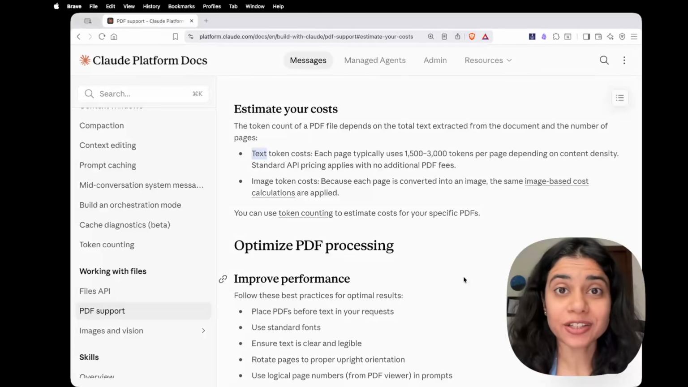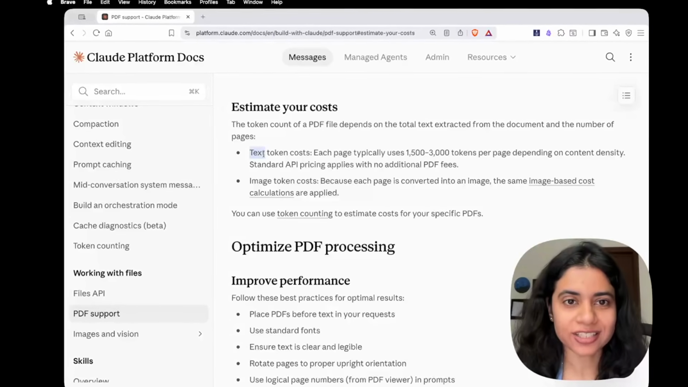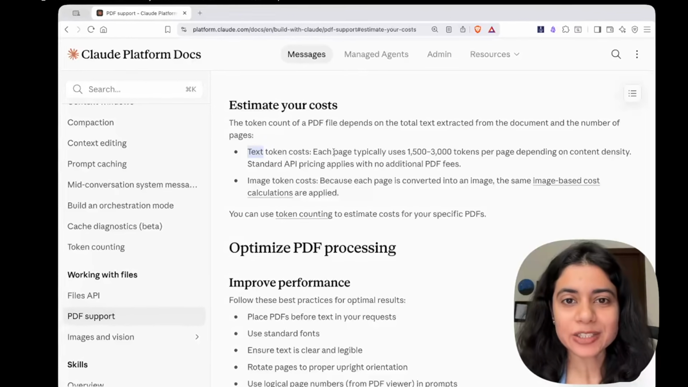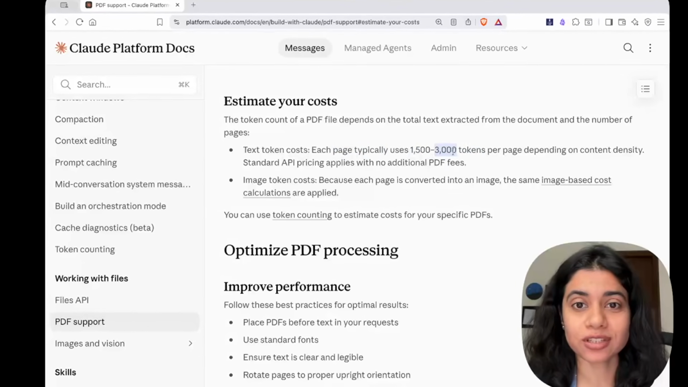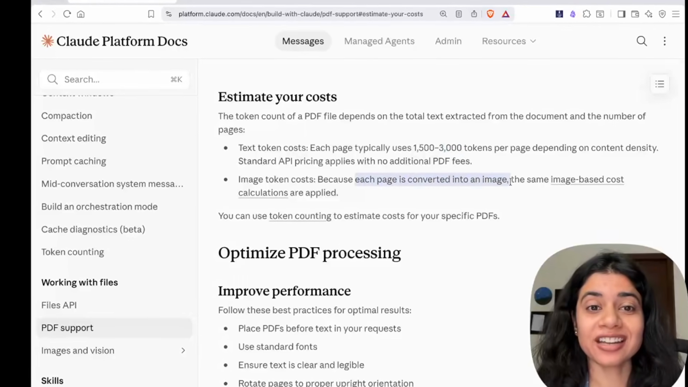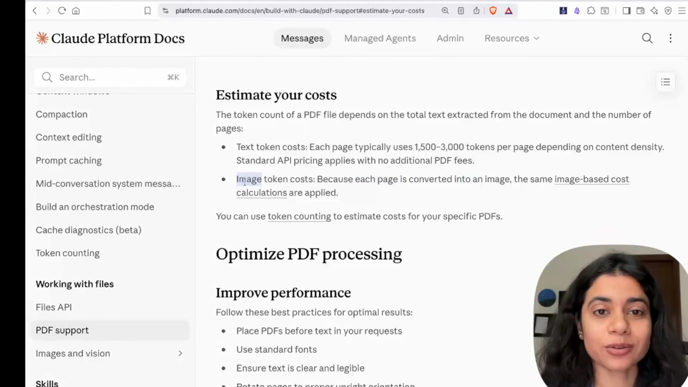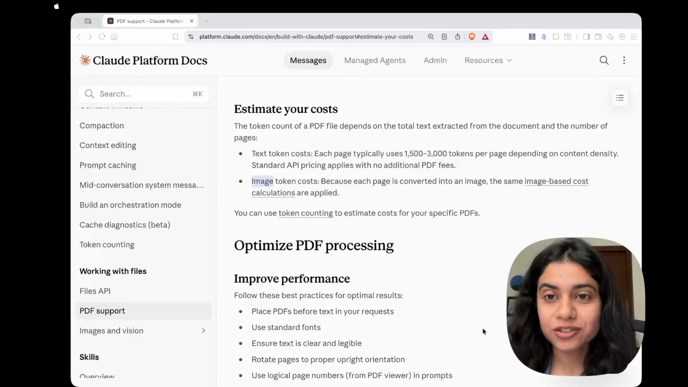Moving on, tip number 9 is stop pasting whole documents into the chat, especially PDFs. So this is the docs for PDF support, and in here you can clearly see the cost. For text, each page uses approximately 1500 to 3000 tokens. And on top of it, each page is converted into an image as well. So these image tokens are also being counted. So a 50 page PDF could be tens of thousands of tokens.